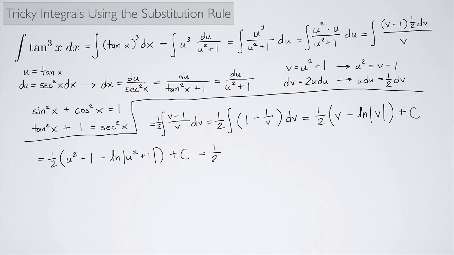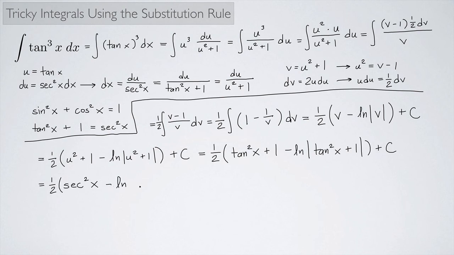So this is 1/2 times, and then I have tangent of x squared. So this is tan squared of x here, plus 1 minus the natural log of, and then again, tan squared x plus 1. All this plus a constant. Now tan squared plus 1, remember, is secant squared. So if I want to be real fancy, I can rewrite this as 1/2 secant squared x minus the natural log of secant squared x.